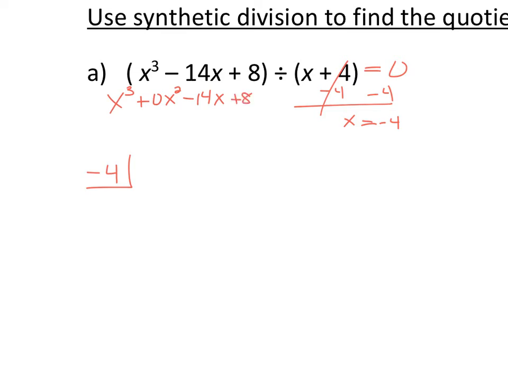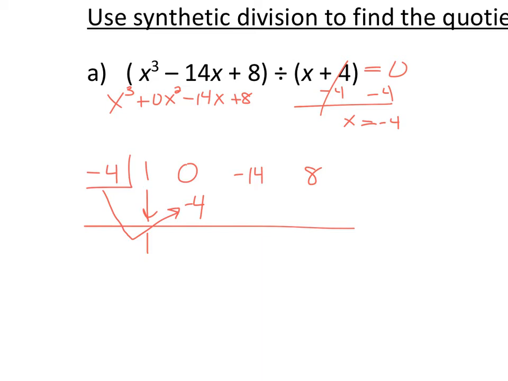Okay? So now that I have everyone accounted for, all the variables with their proper exponents, I can go ahead and write 1 is my first coefficient, 0 is my second, negative 14 is my third, and 8 is my fourth. And I'm going to go ahead and start my process. Do not forget to drop down the 1. Start to multiply. Negative 4 times 1 is negative 4. Add. Negative 4. Negative 4 times negative 4 is positive 16. Add. You get 2, because negative 14 plus 16 is 2. Negative 4 times 2, that's a negative 8, and there's our remainder of 0, because we add 8 minus 8.